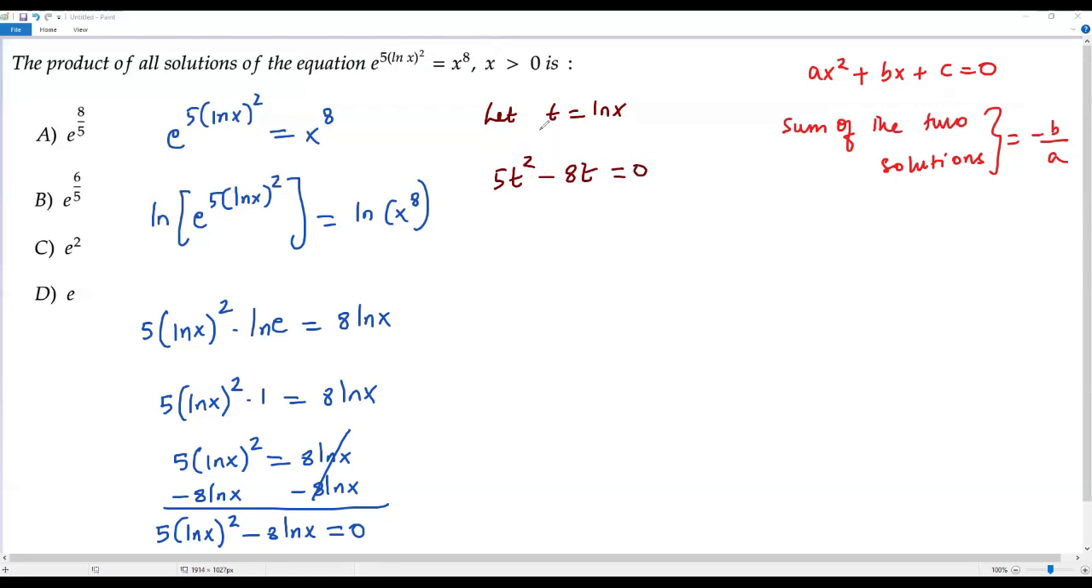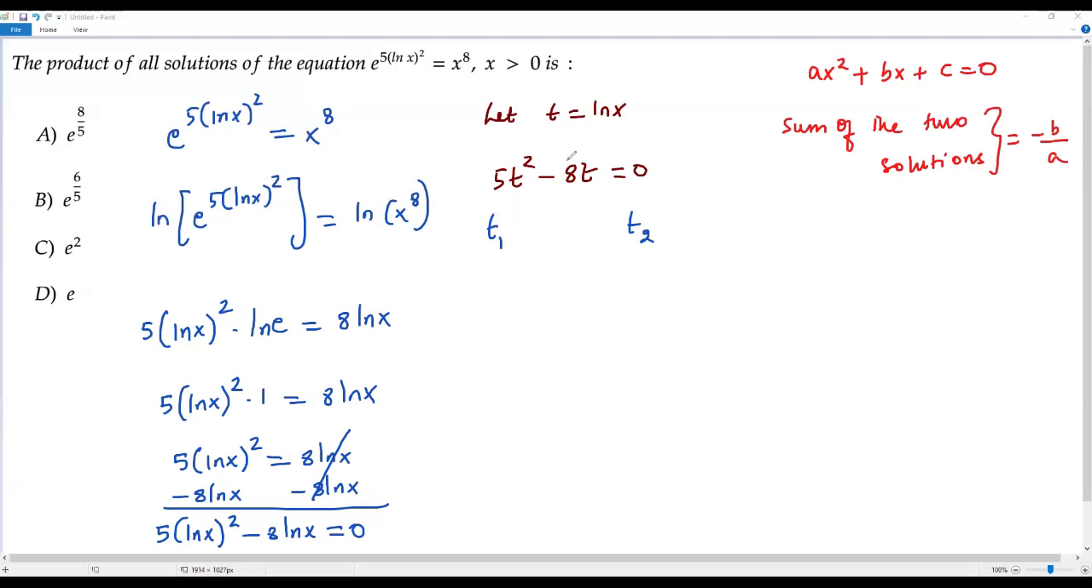It was assigned by us to make the solving process easier. So here we have a quadratic equation in the variable t. If I solve this quadratic equation, how many values will I be getting for t? I'll be getting 2 values for t. One is t1 and the other one is t2.